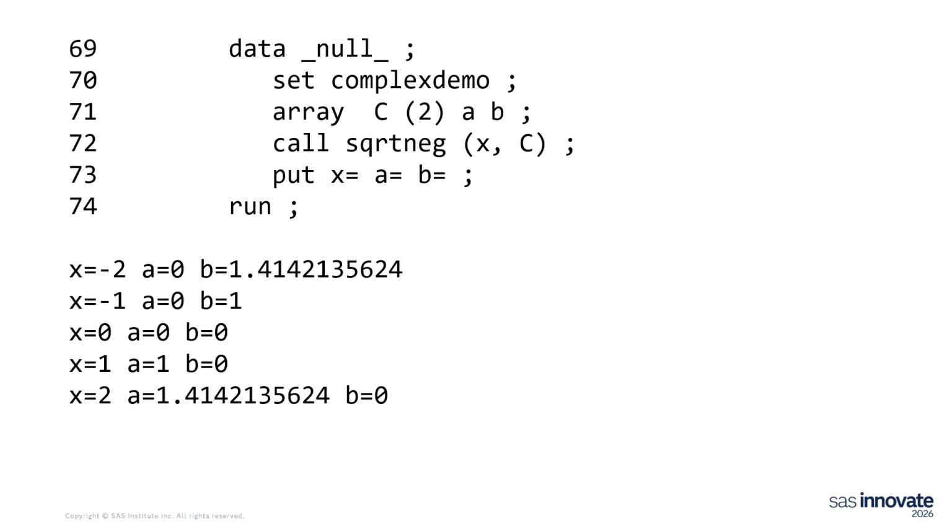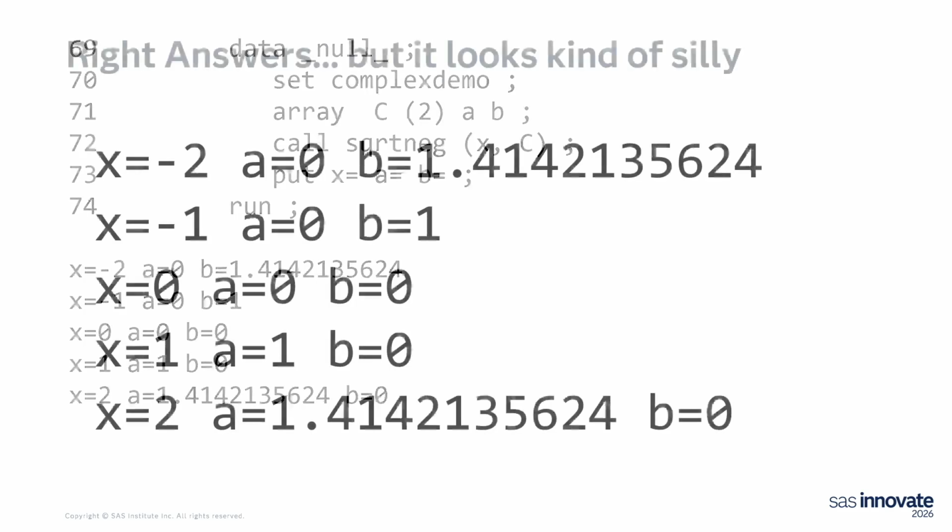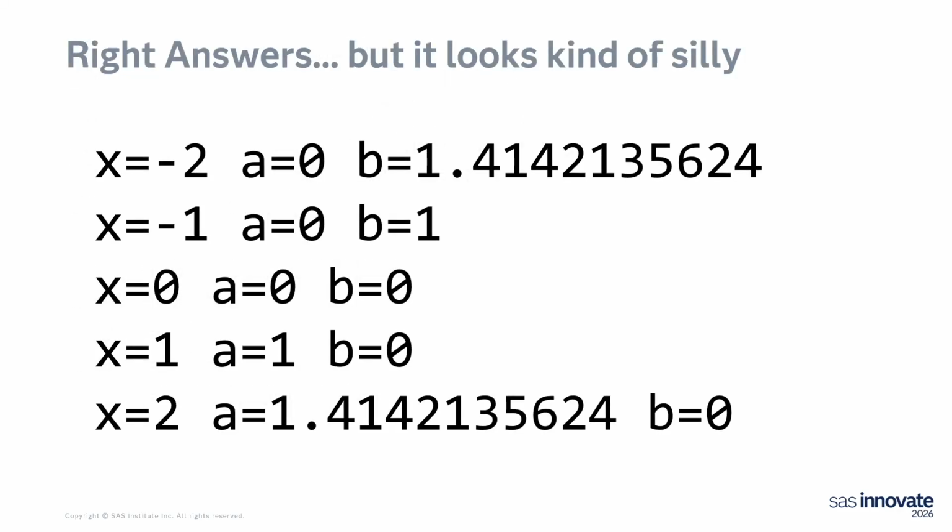So when we run that, if x is -2, then A is 0 and B is 1.4142, whatever it is, right? And then if x is -1, then A is 0 and B is 1. For 0, then it's 0 and 0, and so forth. So we're putting that out. So that's what we get. That's the right answers. That kind of looks silly, though, doesn't it?